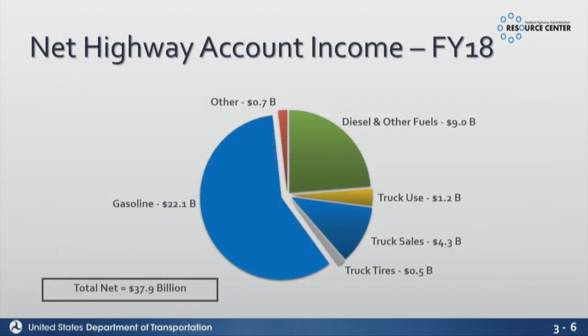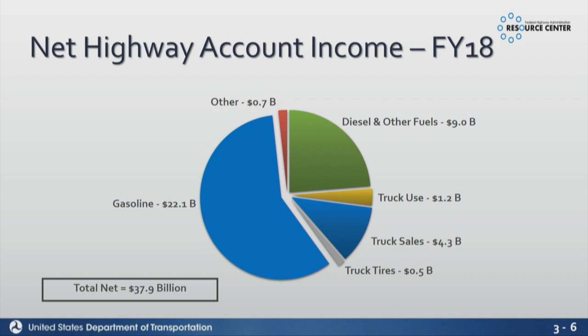So net highway account income. This is a breakdown showing you what we just talked about. Gasoline is $22.1 billion into the Highway Trust Fund. And then diesel, truck use, truck sales, total net is $37.9 billion.